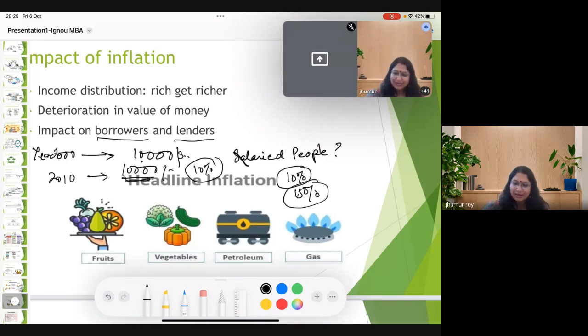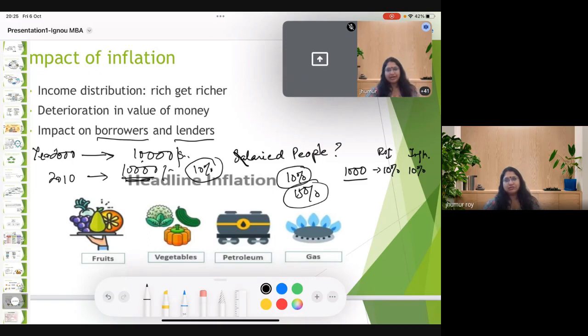Suppose you took a loan of 1,000 rupees. At that time, the rate of interest which a person charged was 10%. Now, inflation has become 10%. So, what happens is, at the end of that 1 year, you have not gained also, you have not lost also, because the inflation and what you charged as interest has become same.